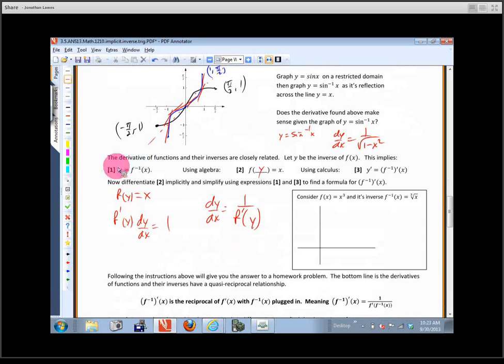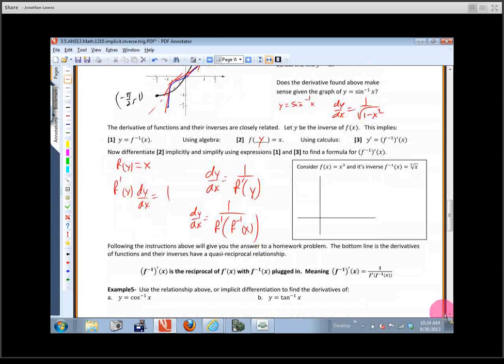Yeah, plug in number 1, okay? Yep. So this is going to be dy/dx equals 1 over f prime, the derivative, evaluated at f inverse of x. It's kind of like where we had the cosine here because it was the derivative of the sine, and then we had the sine in here.